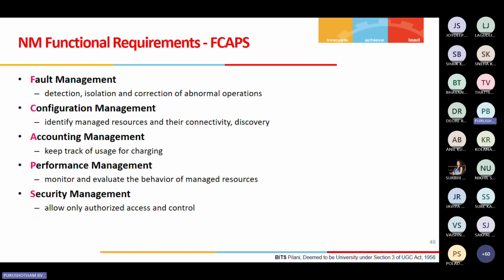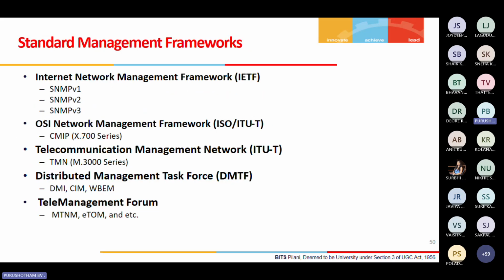Lastly, let us touch upon FCAPS, which stands for fault management, configuration management, accounting management, performance management, and security management. A fault is the detection, isolation, and correction of abnormal operation; whenever a fault occurs, this is how to overcome it. Configuration management is identifying the managed resources and their connectivity, discovery, etc. Accounting management is keeping track of usage for charging, performance is monitoring and evaluating the behavior of the resources, and security is allowing only authorized access to control.